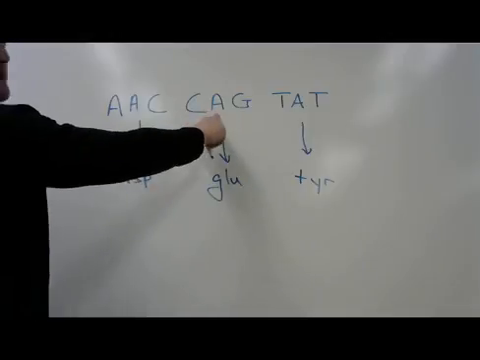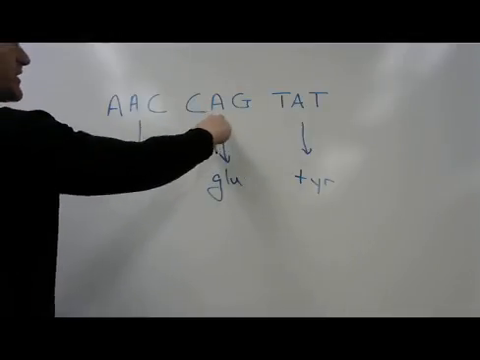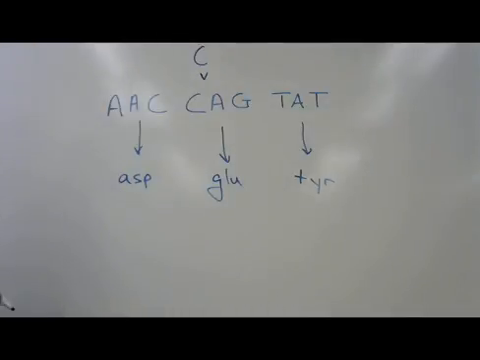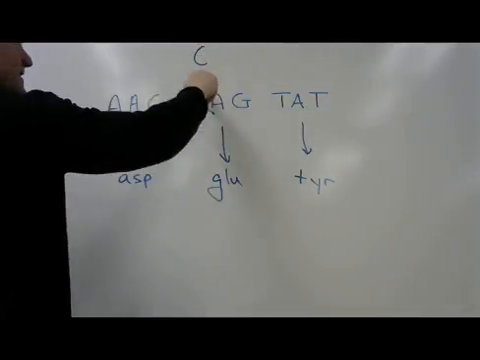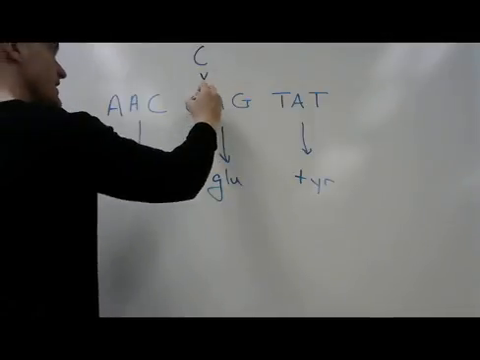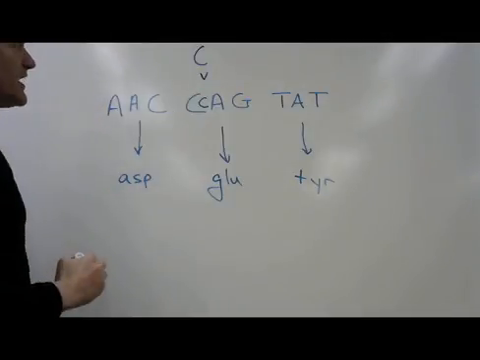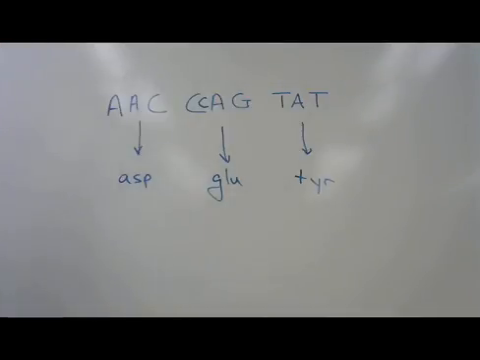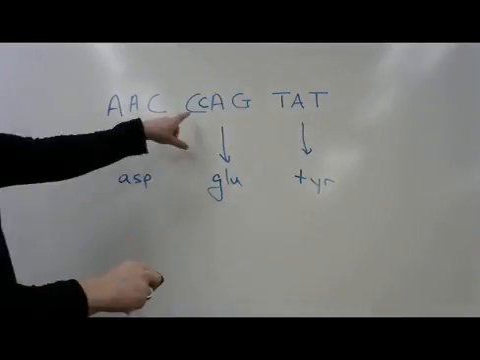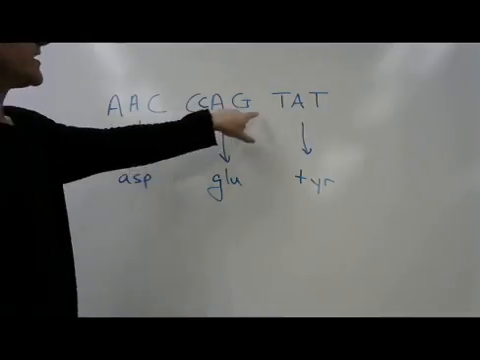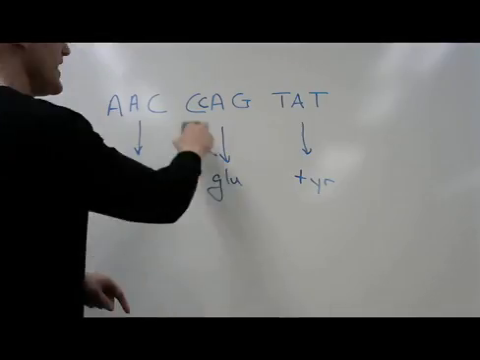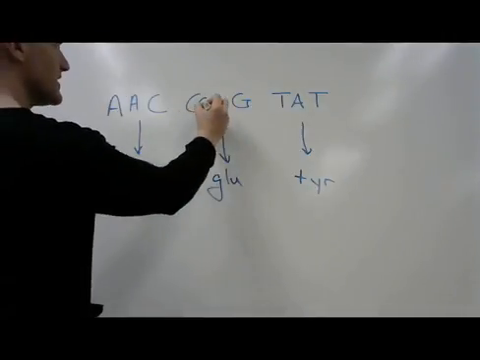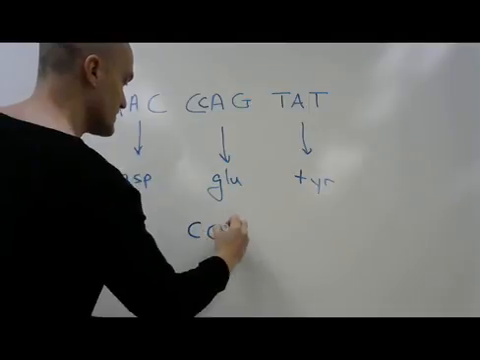Let's, in between the C and the A in this part here, insert another cytosine. So what's going to happen is that cytosine is going to get inserted in here, in between those, and then everything is going to shift. And we call this a frame shift mutation. So instead of us reading CAG, TAT, everything is going to slide down a little bit, and we're going to have CCA for this part.